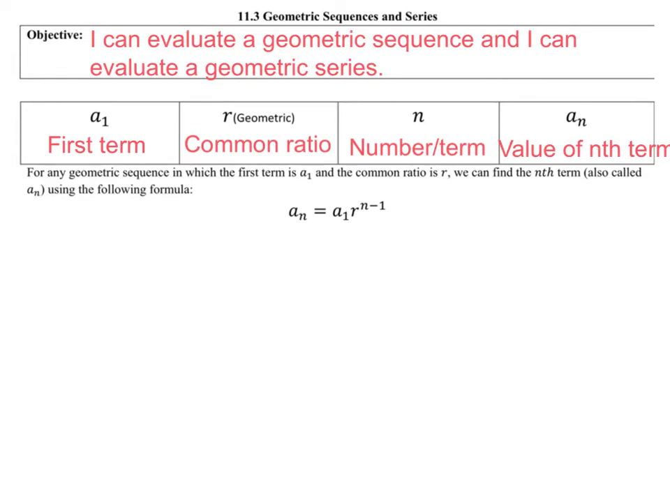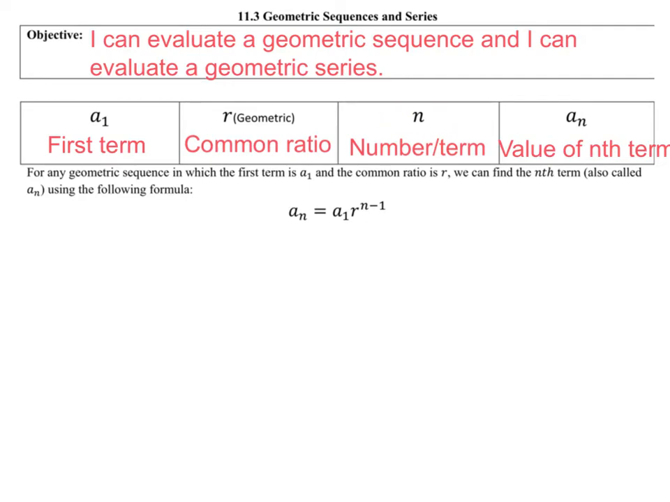Looking at what our variables are going to represent in our equation, a sub 1 is still going to represent the first term, just like it did with arithmetic sequences and series. D is going to be replaced with R, and R in this case is the common ratio. So instead of D, which is how much we're adding, the common ratio is just how much we're multiplying by.